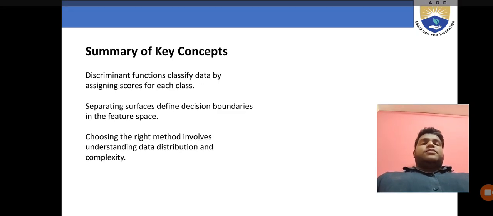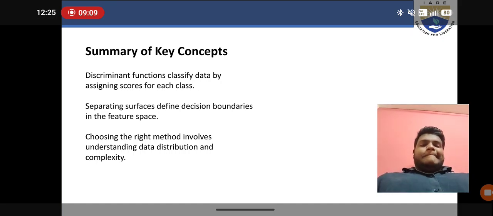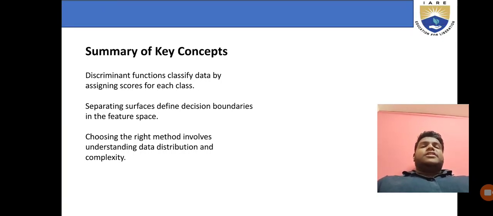Summary of key concepts. Discriminant functions classify data by assigning a score for each class. Separating surfaces define decision boundaries in feature space. Choosing the right method involves understanding data distribution and complexity.